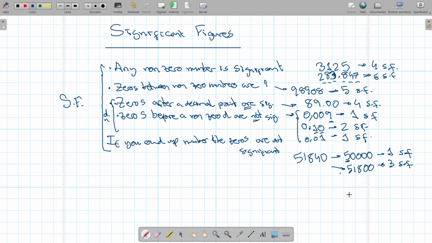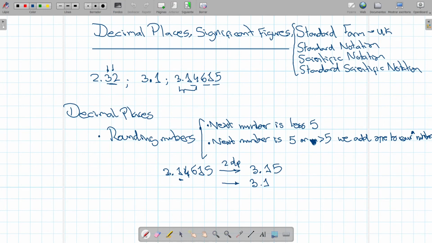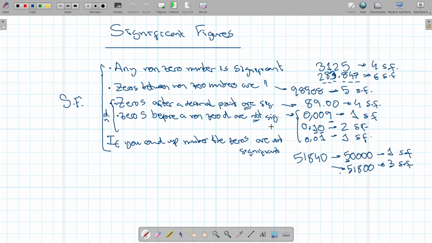So significant figures mean the precision I can provide the number with, and they're very important. They're related, as we said, to decimal places, in that we need to use how to round up numbers and know when they're significant figures, but they're not the same.